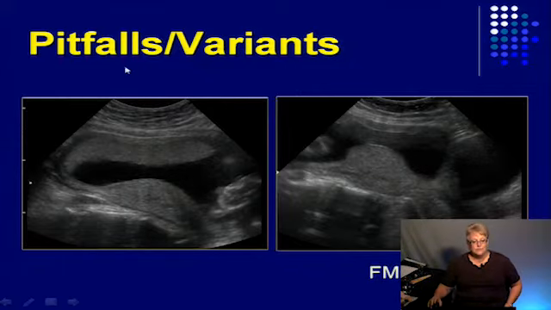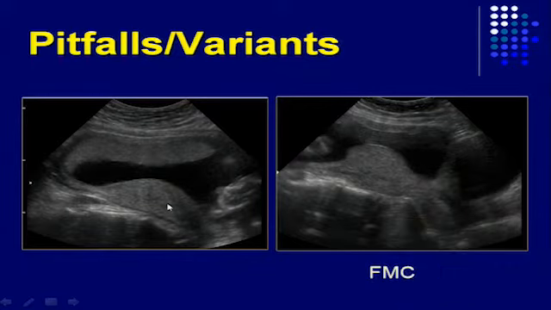Some of the pitfalls and variants that we see when we're trying to assess the placenta, looks like we've got placenta here and placenta there. But you watch it over time, and what was it? Focal myometrial contraction. So that's why we try to stay away from that rapid hydration of moms too, because it makes the uterus very irritable, and you tend to get more of those little practice contractions.